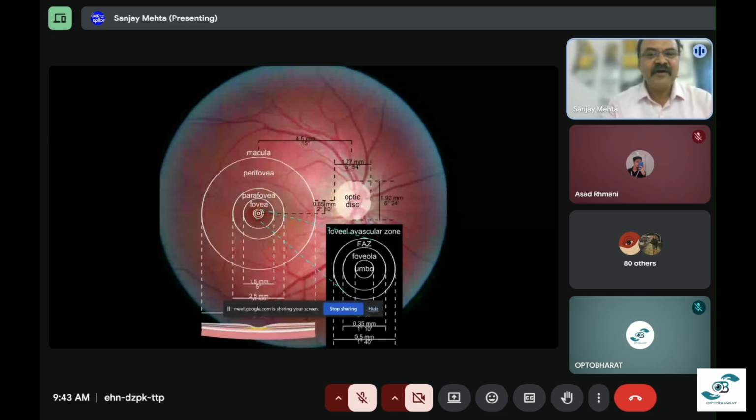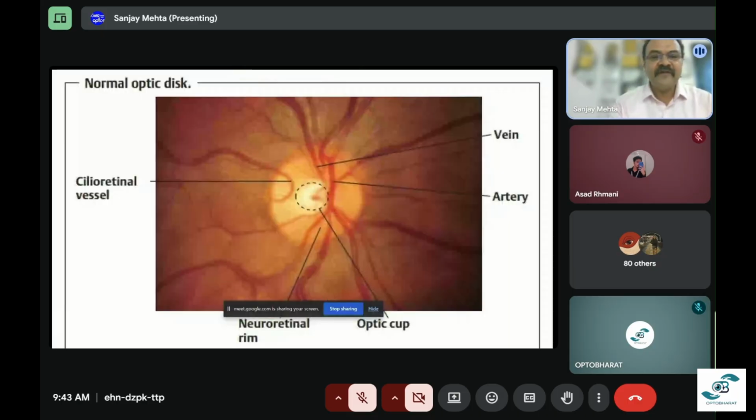For documentation it is helpful. Now there is one more very important thing you should see here, as I'm pointing it out. That is the optic cup, and this zone between the rim and your optic disc margin is called the neuroretinal rim. Generally it is yellowish pinkish in color, and it should be uniform. This part will be slightly lighter than that.